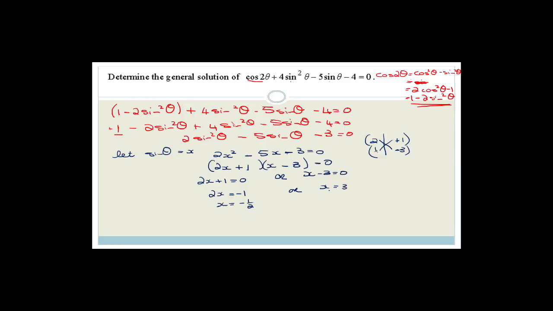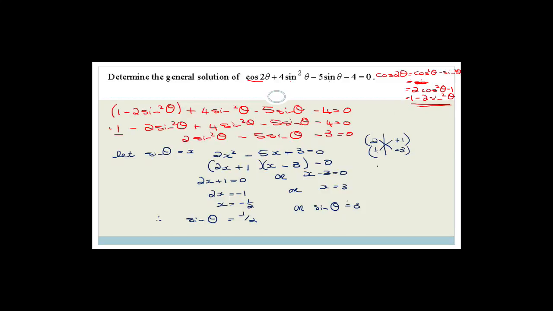But now what you need to also realize is that we're going to now have to substitute the sine theta back in. So we can say the sine theta equals minus a half, or sine theta is equal to what? It's equal to 3. But can sine theta equal 3? And the answer to that is no, it can't.